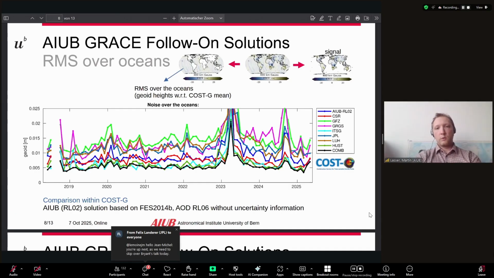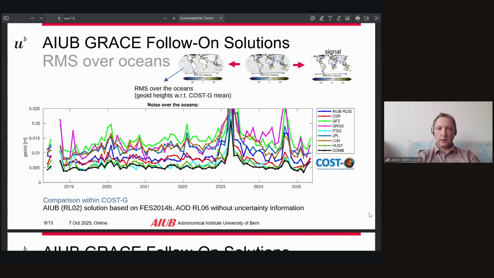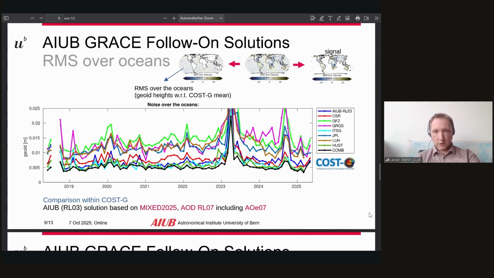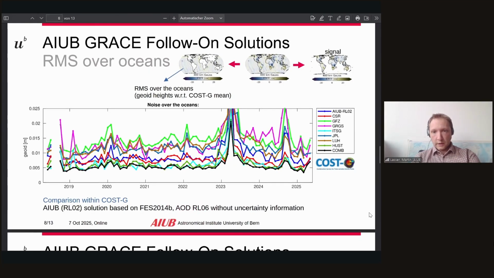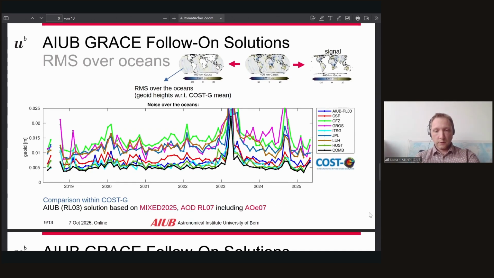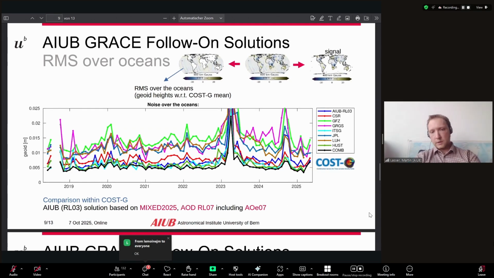Huge jump here in what we do. So in terms of ocean RMS, this is all the models contributing to the COST-G combination for GRACE Follow-On monthly gravity fields, and blue would be our old solution. Now let me jump back and forth with all the changes I just told you. The blue line is jumping down. We really see a significant improvement that stems from including the error information of the AO and updating the ocean tide model and the AOD model to the newest solution.